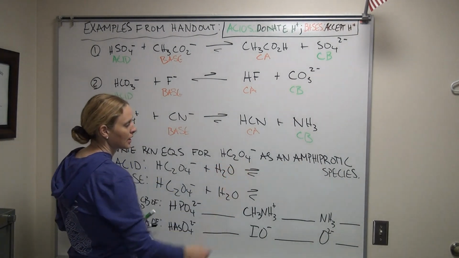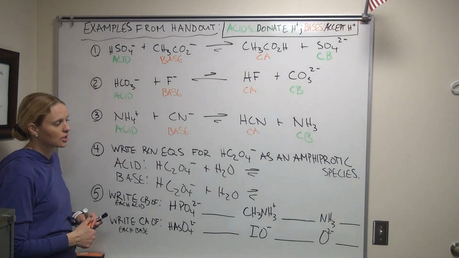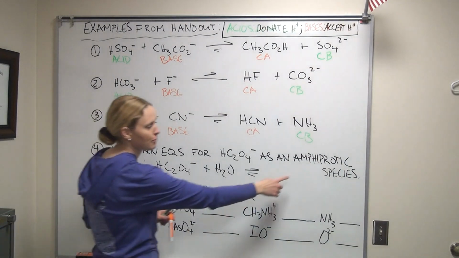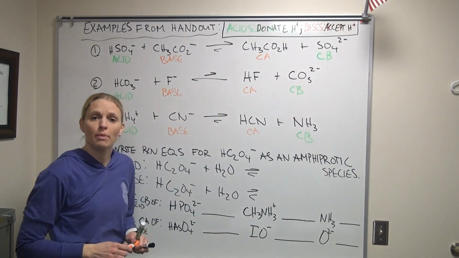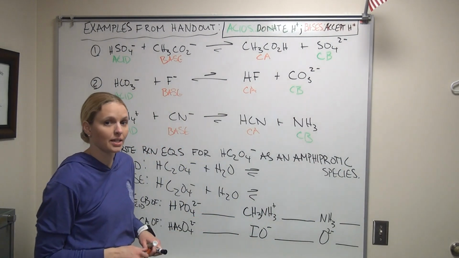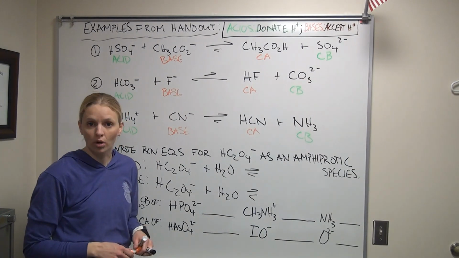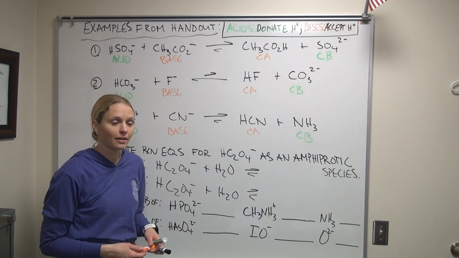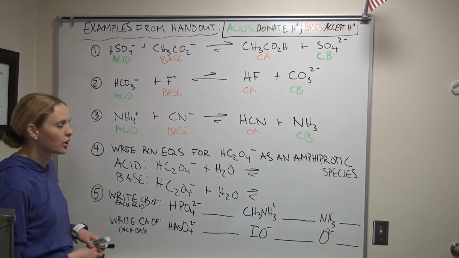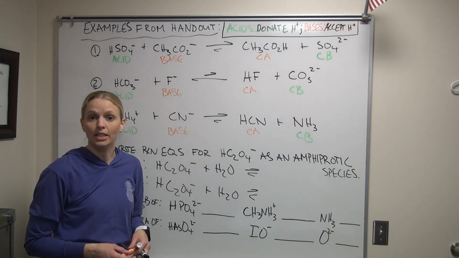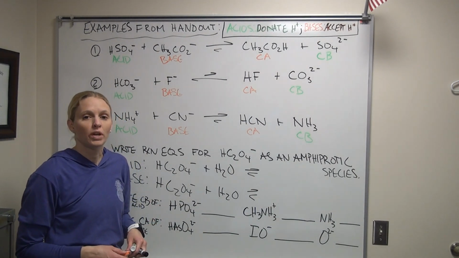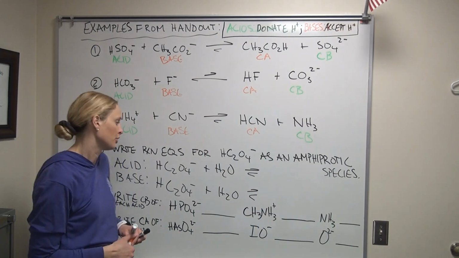All right, so the next question on the example handout, we're going to practice writing a reaction equation for this oxalate anion here, HC2O4-, as an amphiprotic species. So first we have to remember what an amphiprotic species is. That is something that can act as an acid or base, depending on what it's being reacted with. In this example, we're just going to react it each time with a water molecule.